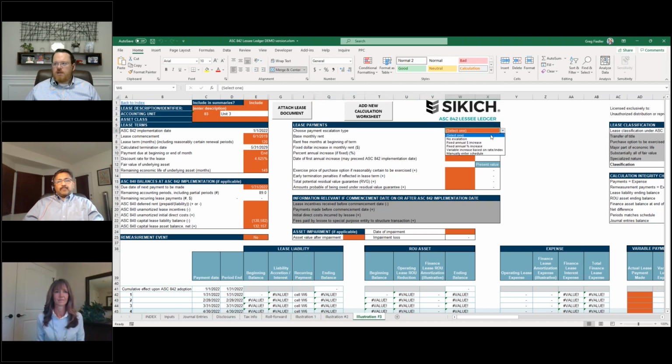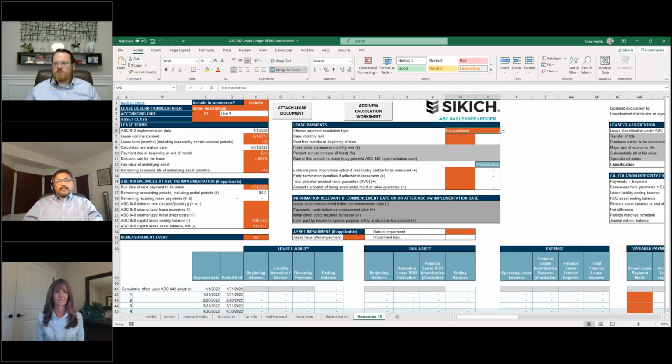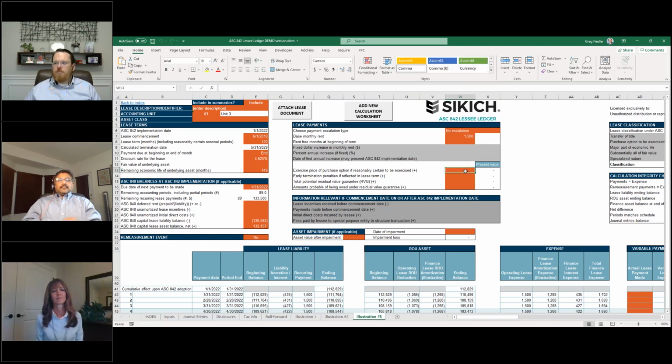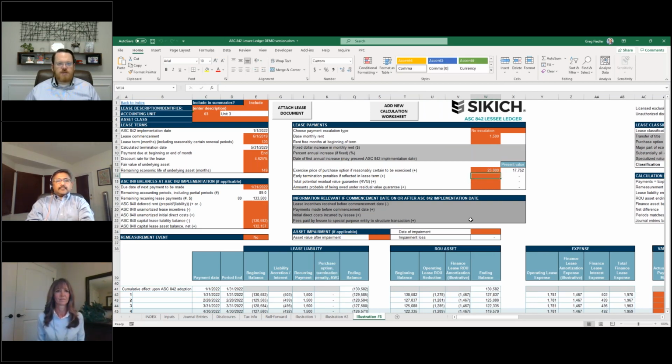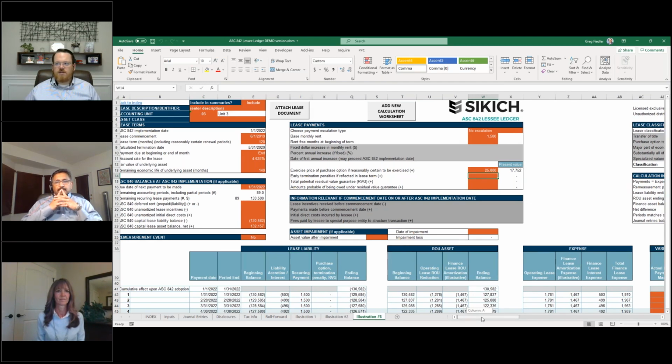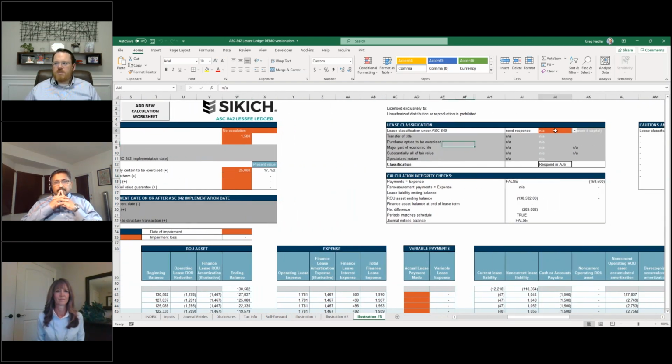We'll go ahead and insert our payment schedule again. We're going to say this one has no escalation. It's the same amount throughout the entire lease term. But we have a purchase option that we're reasonably certain to exercise. And so that's the reason that we're classifying this as a capital lease. But we'll go ahead and assign that as our prior ASC 840 accounting.